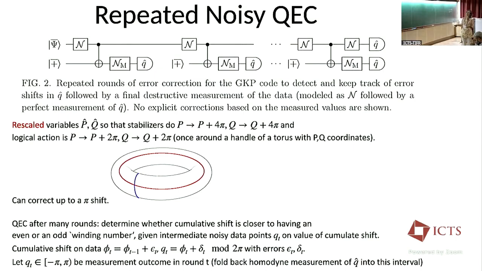So the point is to understand there's a cumulative shift that happens because there's a sequence of noise channels, and every time there's a shift, it's going left, right, with random things. And on every shift, I have some information. I have a data point. But that data point is not 100% perfect because there's a noisy channel here. And now I have to infer what is the overall shift, but not exactly what it is. Just whether it's closer to being this logical action or being an even number of windings, basically.